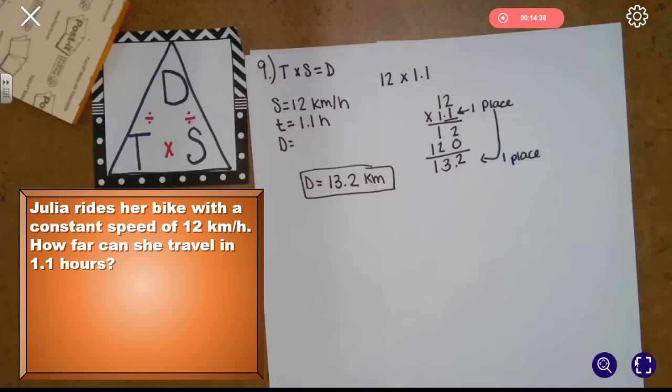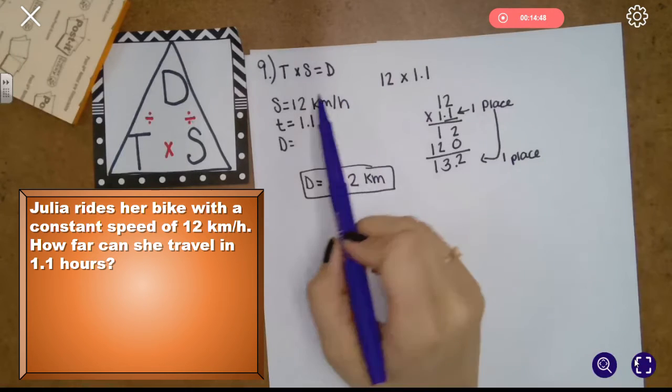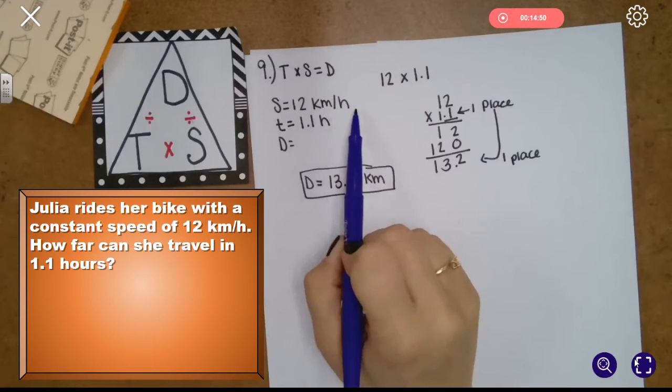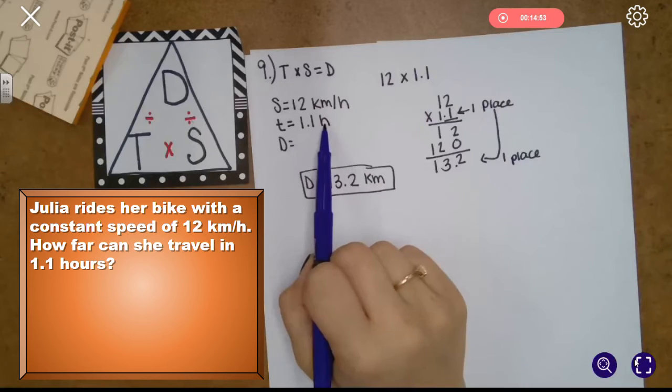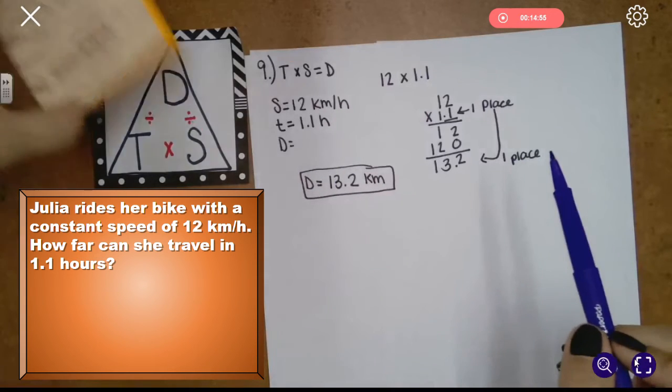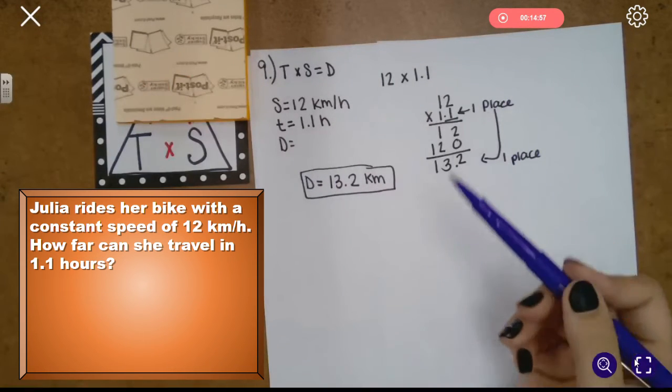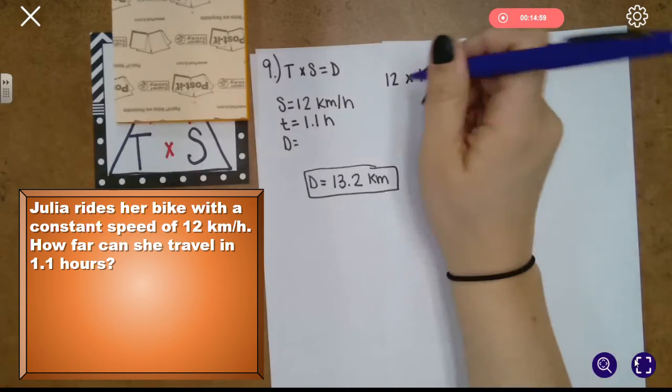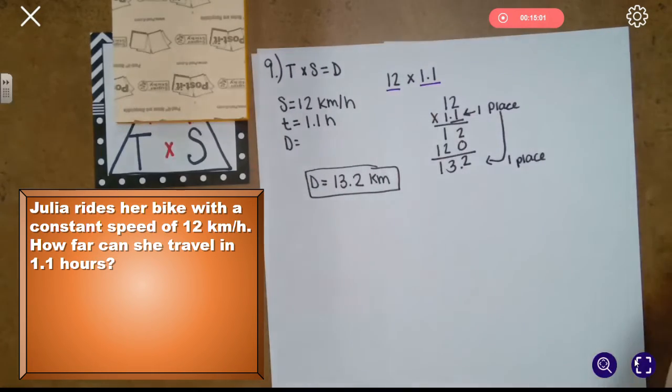Number 9, Julia rides her bike with a constant speed of 12 kilometers per hour. How far can she travel in 1.1 hours? So it gave us a speed of 12 kilometers per hour. It gave us a time of 1.1 hours. It didn't give us our distance. So we have to multiply. So 12, our speed, times our time.